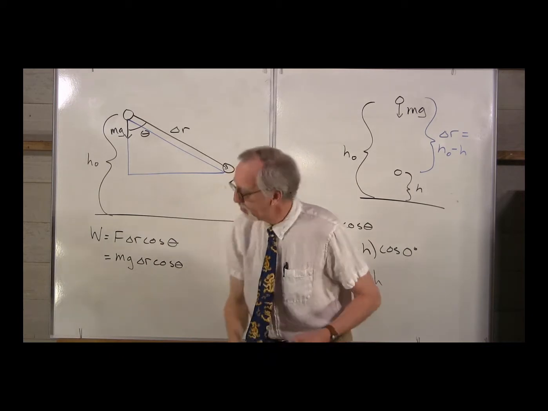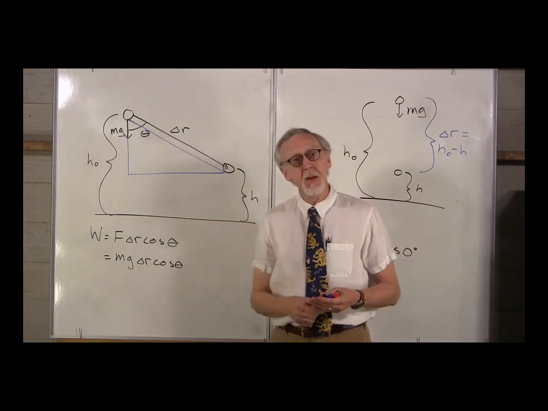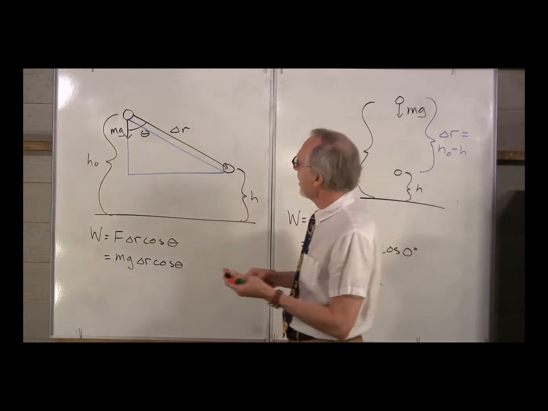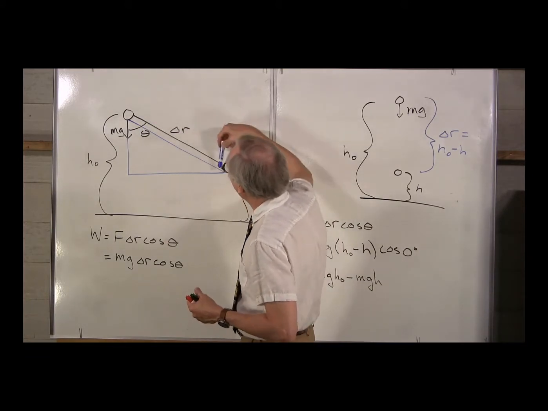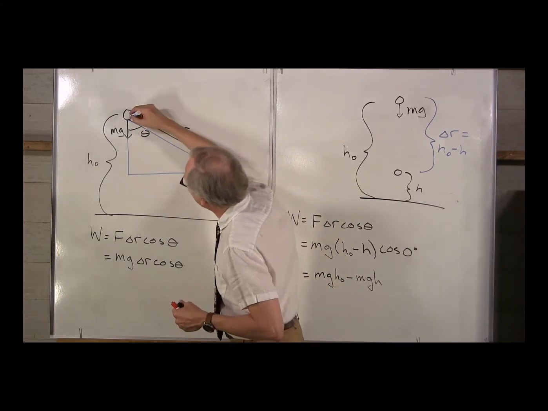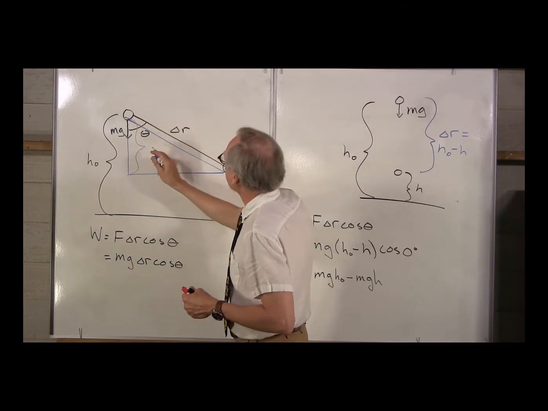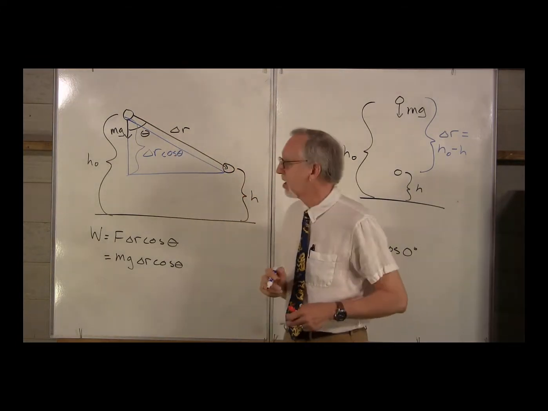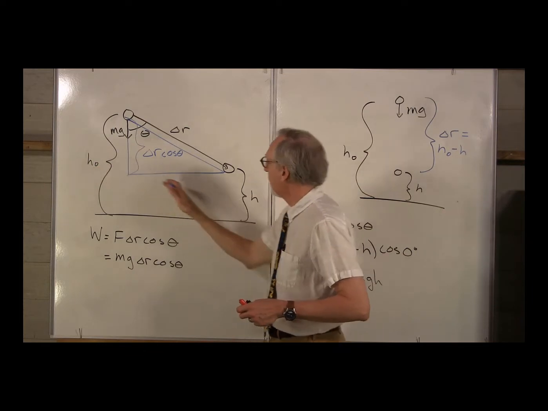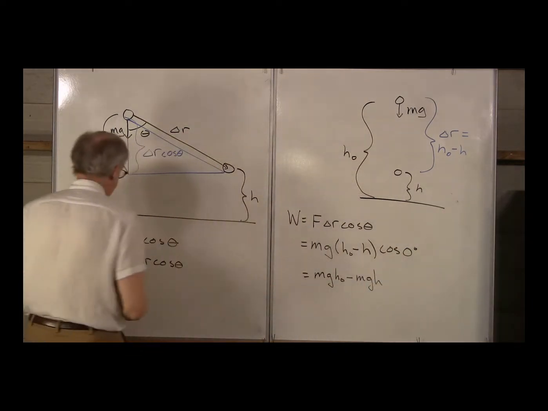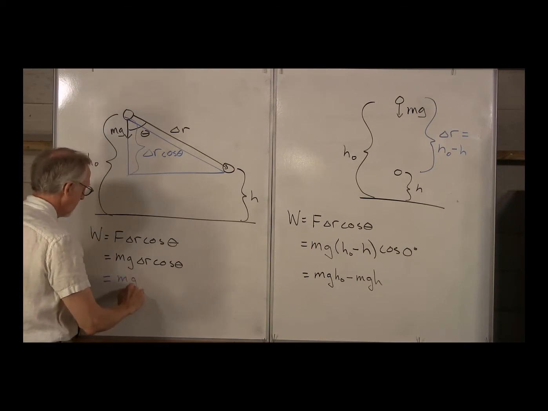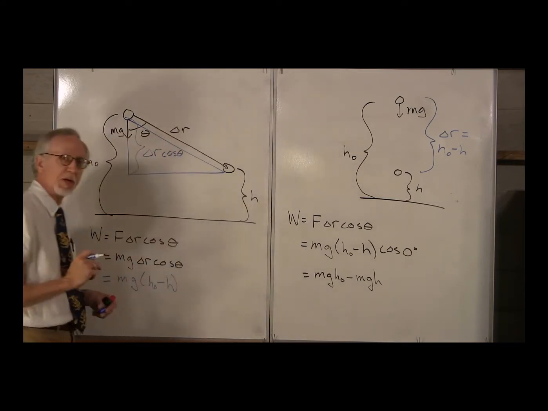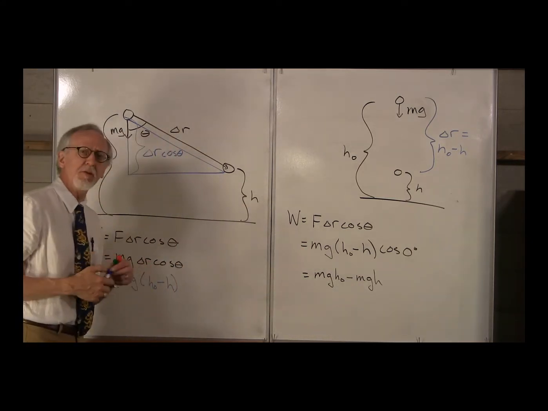Now, theta is the angle between the force and the displacement. But what is delta r cos theta? Remember, again, delta r cos theta is the component of the displacement along the force. If we decompose delta r, that would be this distance right here. But what is that? Again, it's just h0 minus h. So we could rewrite this as mg times h0 minus h, which gives us exactly the same thing that we got over here. This is a very, very interesting result.